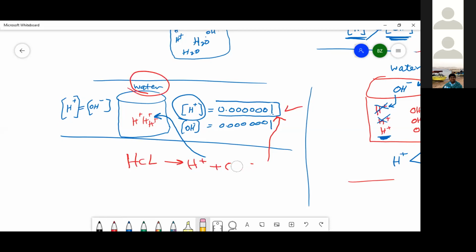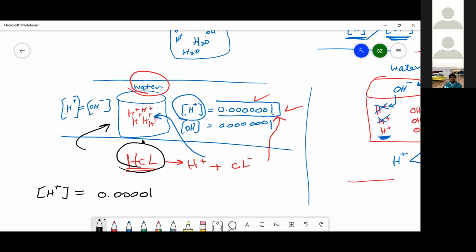That water which gives OH minus. Okay, here we say plus Cl minus. We said HCl, if you add it to water, that increases the H plus, which means this number will be greater. We just said increase. So it becomes, for example, 0.00001. This is the new concentration of H plus in the solution of water and HCl. I hope it's clear for you.